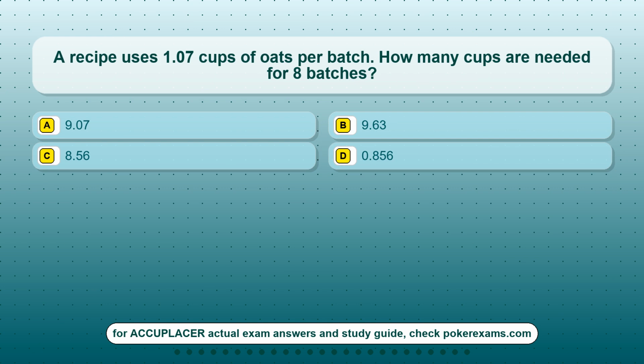Question 15. A recipe uses 1.07 cups of oats per batch. How many cups are needed for 8 batches? Option A, 9.07. Option B, 9.63. Option C, 8.56. Option D, 0.856.